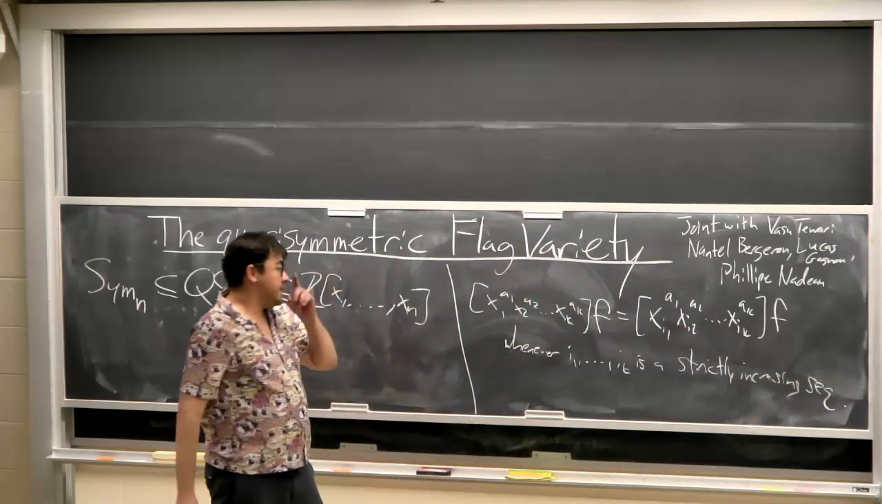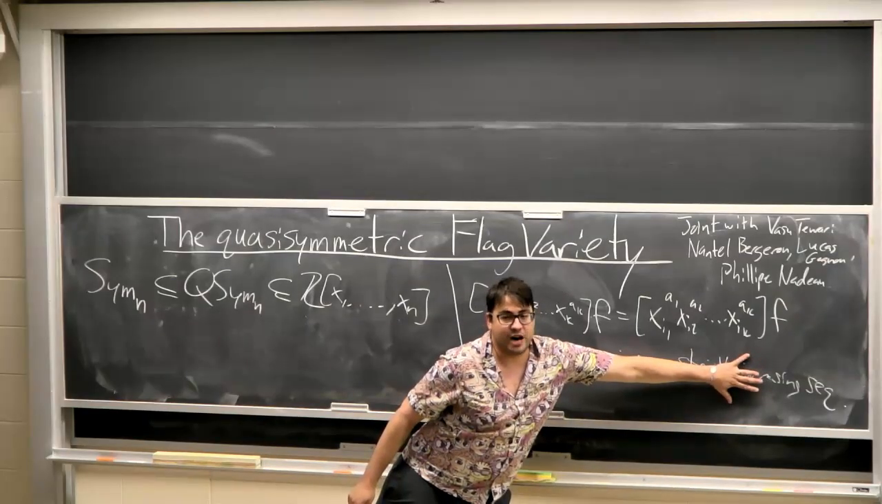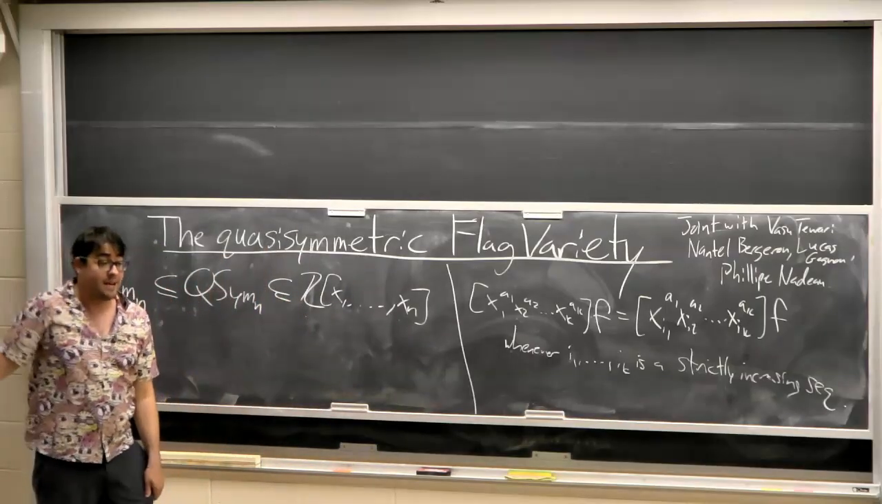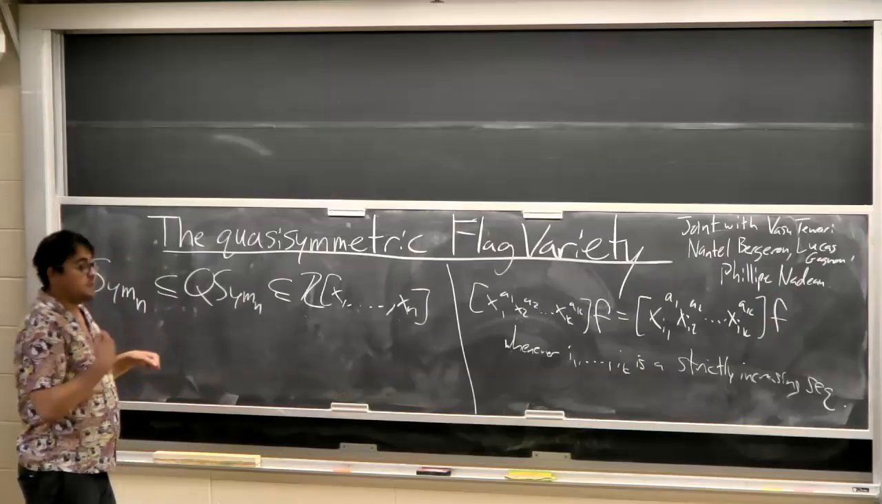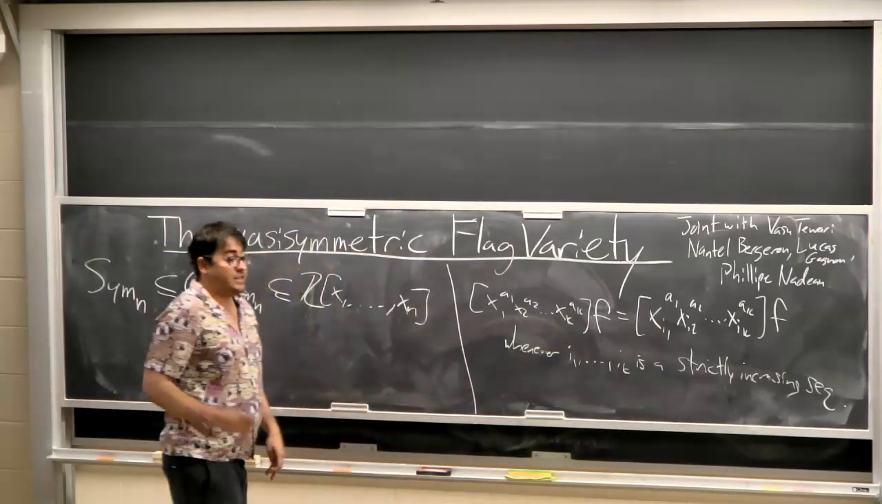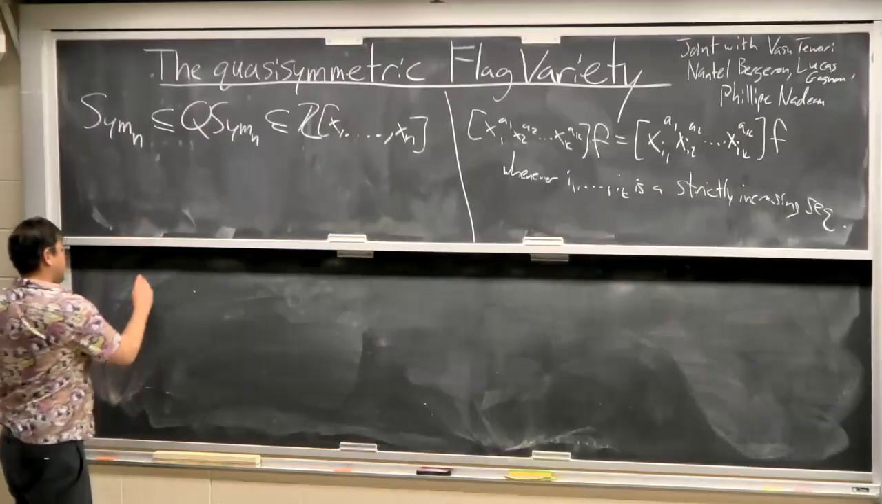Okay, so if I cover up this word strictly increasing, this is just an exhausting way of defining what it means for a polynomial to be symmetric. A bunch of coefficients are the same, because when I permute the variables, it permutes the coefficients. Strictly increasing here does something very strange. So I want to write down an example of a quasi-symmetric polynomial for you.